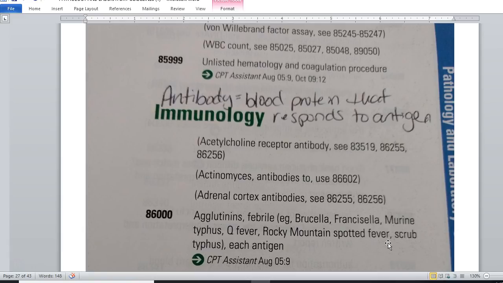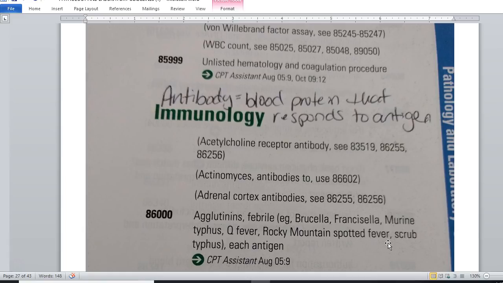So we have rabbit fever as well, which is a bacteria that goes from rabbit to human. So we're looking for all these different things. In immunology, again, we are looking for different antibodies, different types of agglutins, and different types of immunoassays. And again, we're looking for something in the immune system. What is the reaction? What are we testing for? A lot of times these codes are looking for a specific disease.